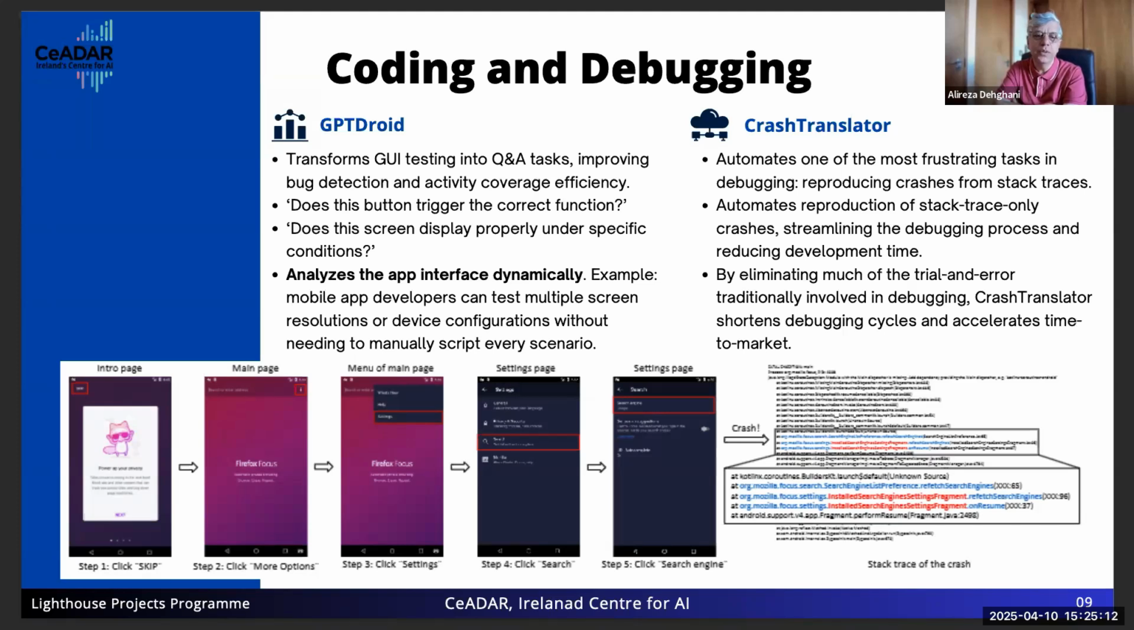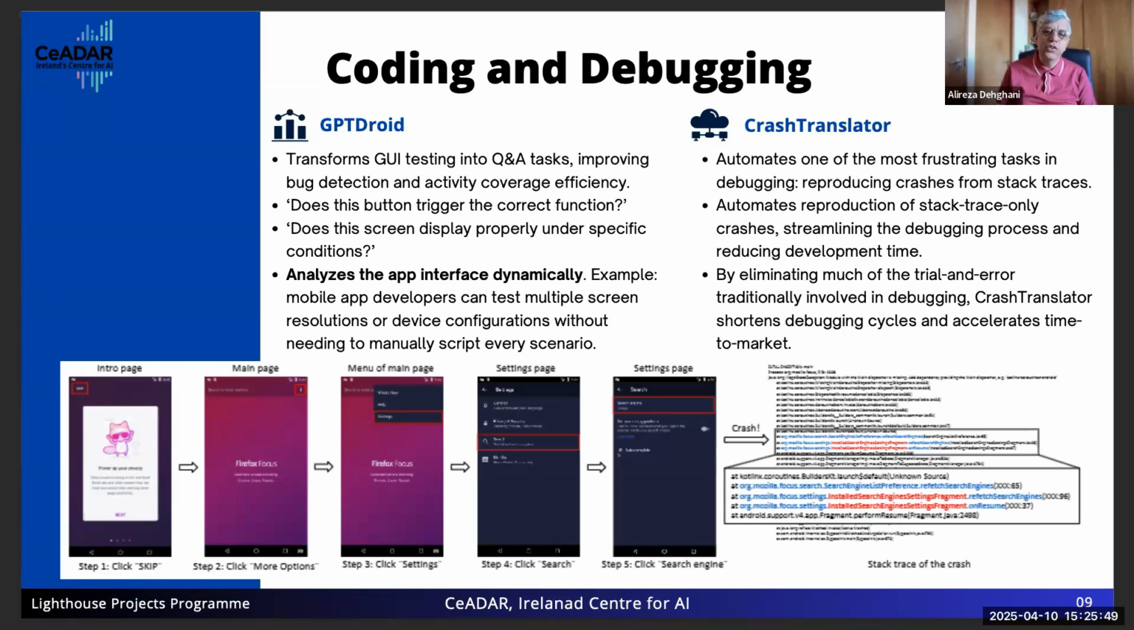So for example, it could ask, what happens when I press this button? Does this screen look okay on a small phone? Is this feature, for example, working like it should? Okay. So that checks your app like a curious user. That's a very interesting aspect of that. So it transforms GUI testing into Q&A tasks, improving bug detection and activity coverage efficiently. Does this button trigger the correct function, as I said, and so on and so forth, which is a very interesting application.